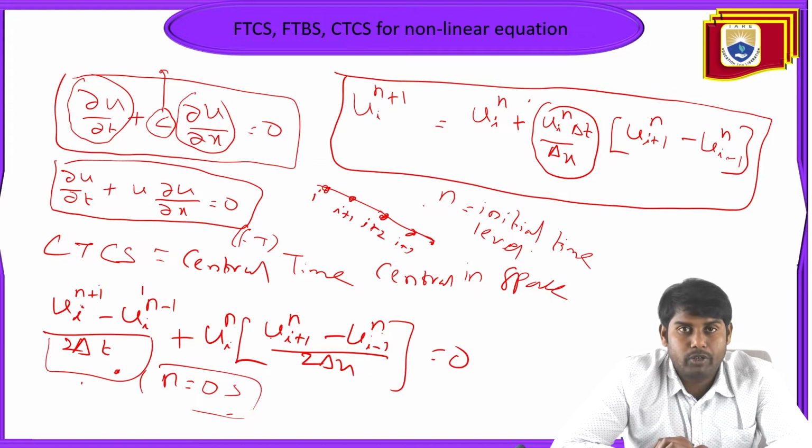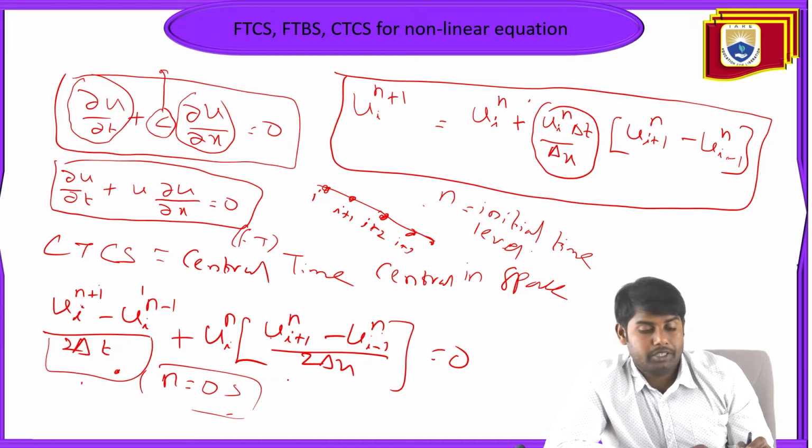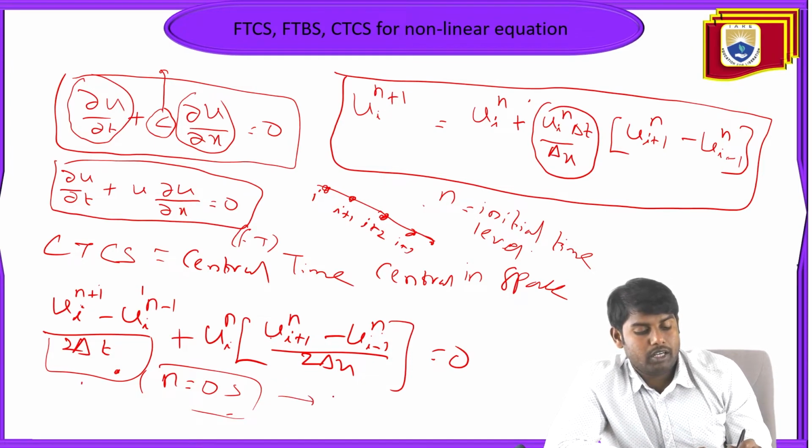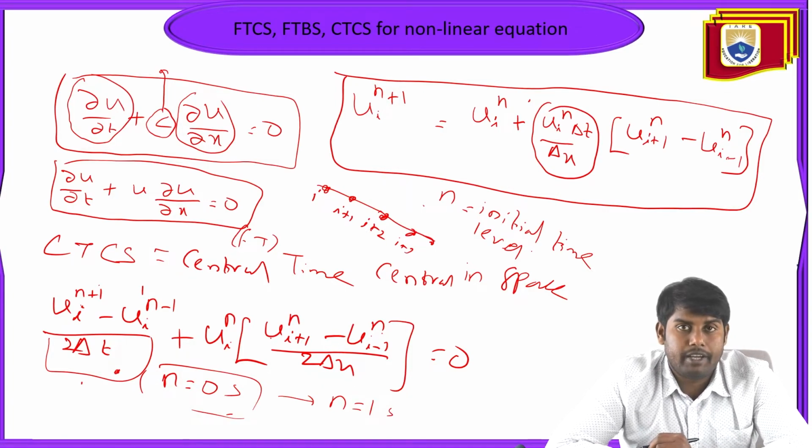Therefore, this equation is implemented after the initial simulation. Let's say initially we run with some other simulation, then at n equal to 1 we switch to this one. Okay, so this is what we have for the CTCS.